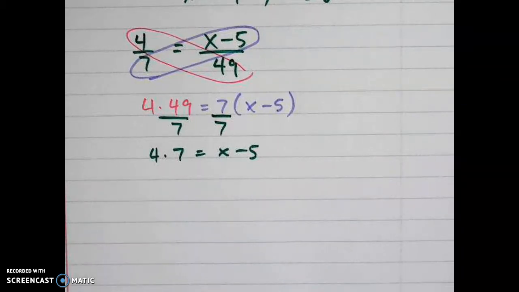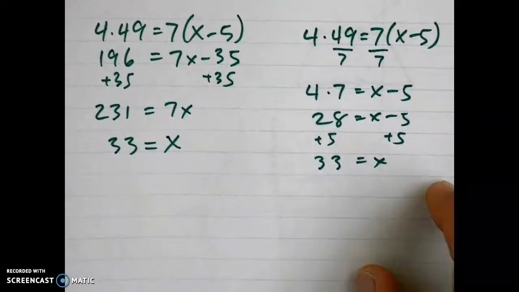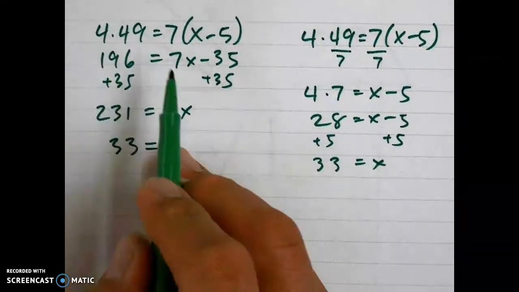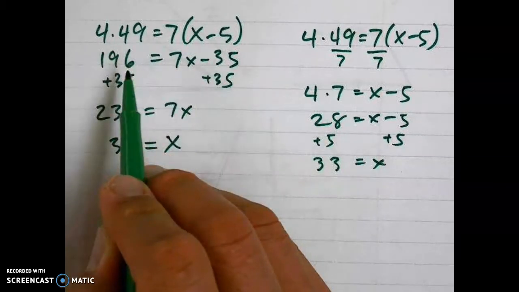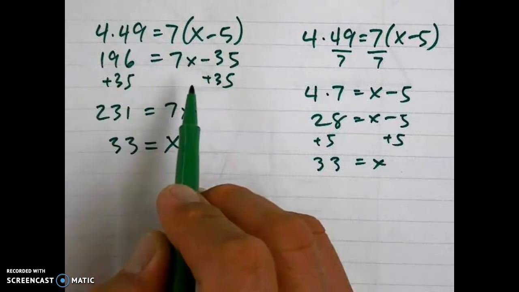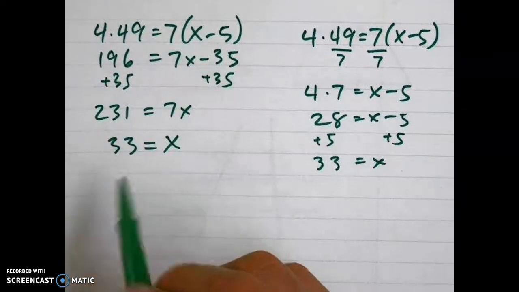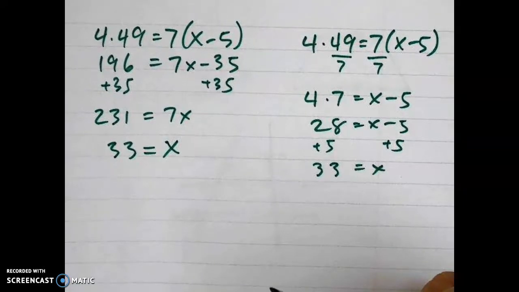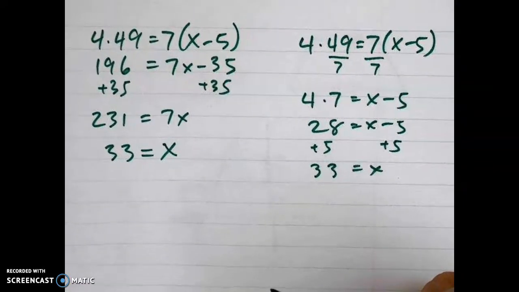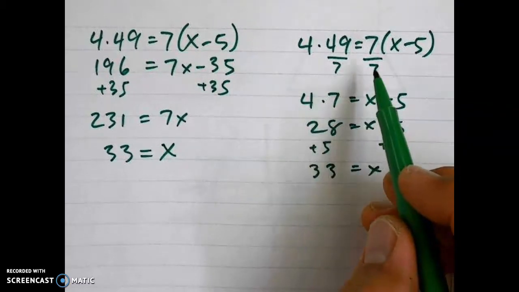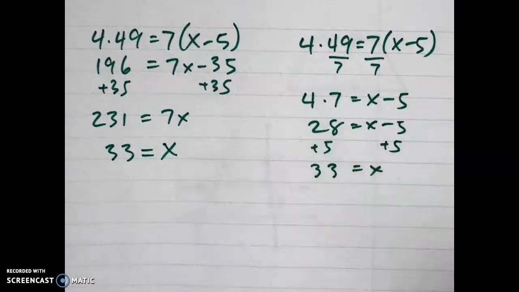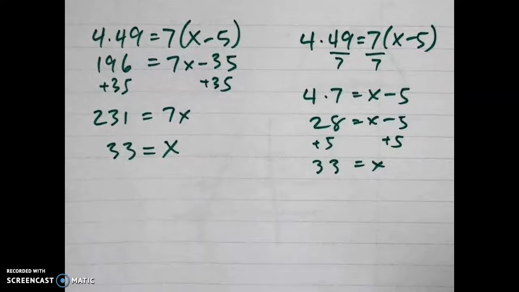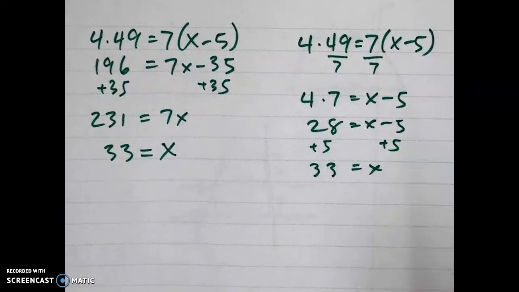Let me show you a little side-by-side comparison as to what would happen if you distribute and what will happen if you divide both sides by 7. If you distribute, no problem. 7x minus 35. 4 times 49. Add 35 to both sides, and then divide by 7. So not a big deal, right? Nope. This side, if I divide by 7 first, then I get 28. And 28 plus 5 is 33. So that's a little side-by-side comparison as to how to solve this problem. Any questions?